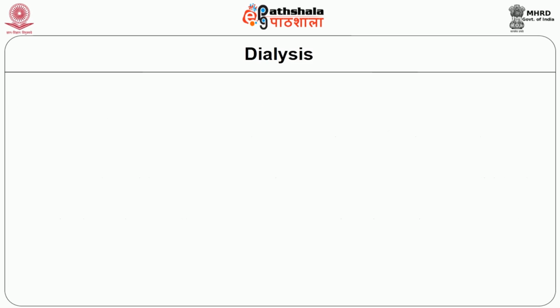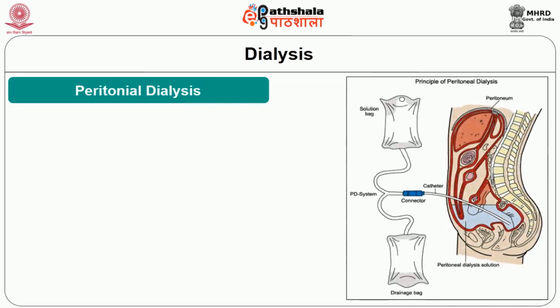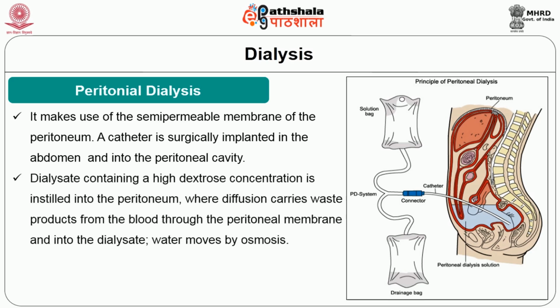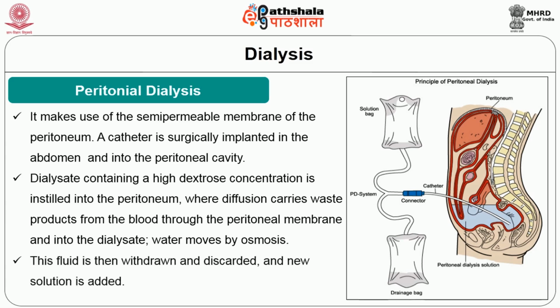Now moving on to peritoneal dialysis. Peritoneal dialysis makes use of the semi-permeable membrane of the peritoneum. A catheter is surgically implanted in the abdomen and into the peritoneal cavity. Dialysate containing a high dextrose concentration is instilled into the peritoneum, where diffusion carries waste products from the blood through the peritoneal membrane and into the dialysate. Water moves by osmosis. This fluid is then withdrawn and discarded and new solution is added.